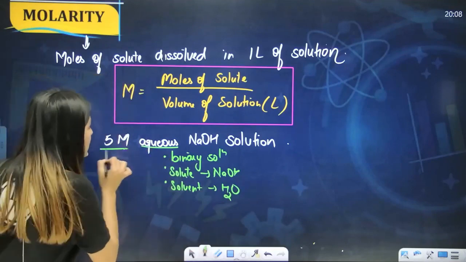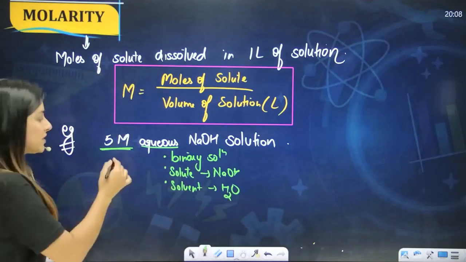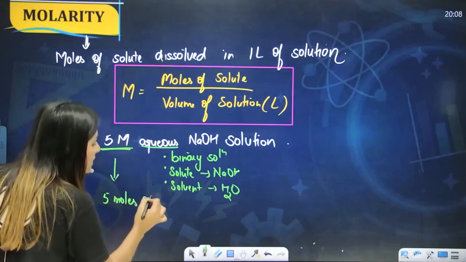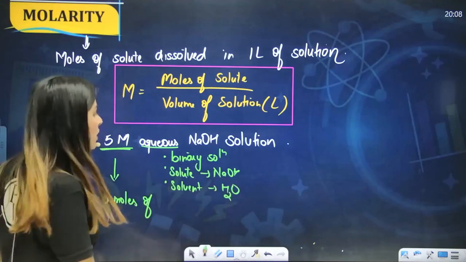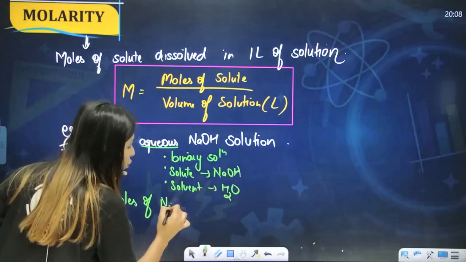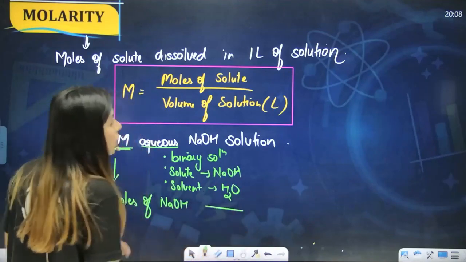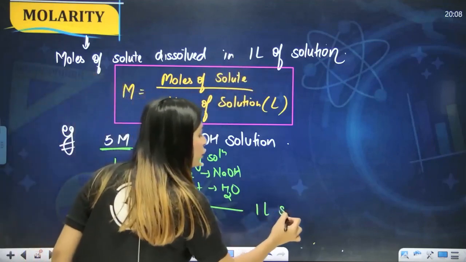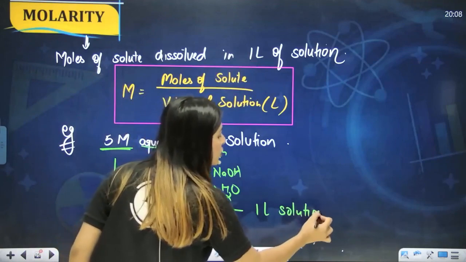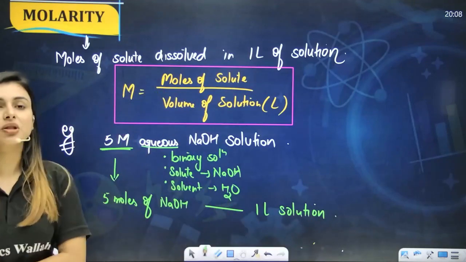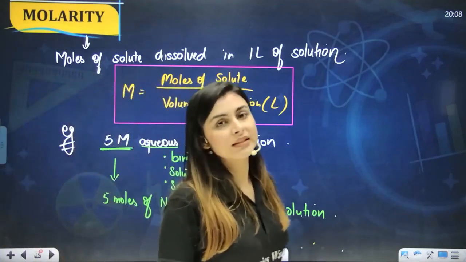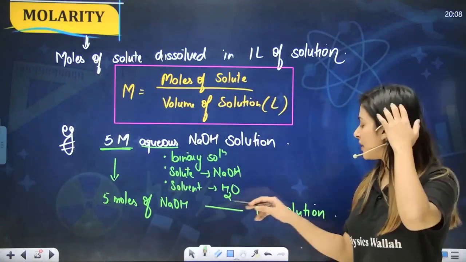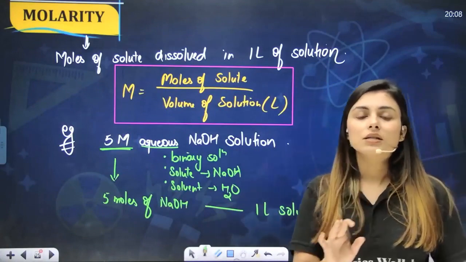Now, what does this 5 molar tell you? This tells you that you have 5 moles of solute. What is your solute? NaOH. So 5 moles of NaOH in 1 liter of your solution. This is the information given to you by a 5 molar aqueous NaOH solution: that you have 5 moles of your solute, NaOH, dissolved in 1 liter of solution.